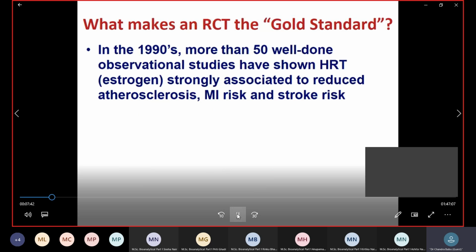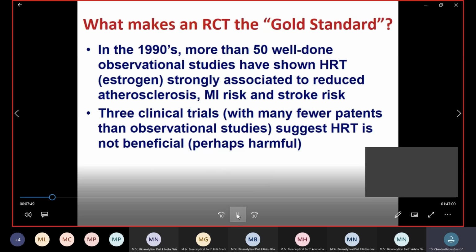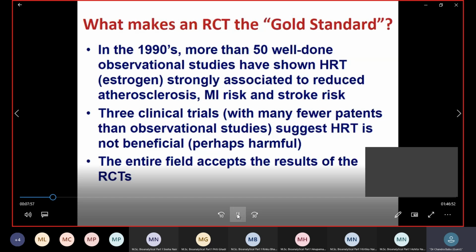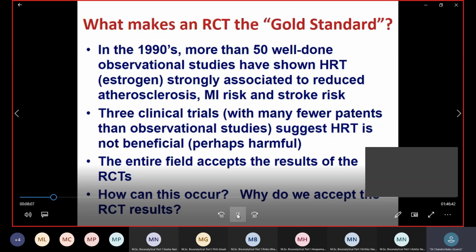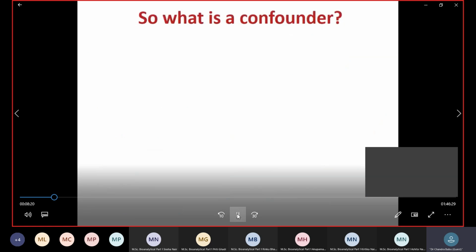And then 3 clinical trials with many fewer patients than the observational studies suggested hormone replacement was not only not protective, in fact, it was harmful. You know, the entire field just dumped those epi studies and went with the clinical trials. It's now dogma that hormone replacement's not cool. How can that occur? Why do we accept the results of the RCTs over the results of those incredibly well done, beautifully done observational epi studies? And so the idea of this is an important topic for today, which is confounding.